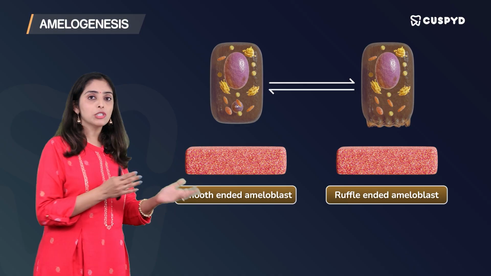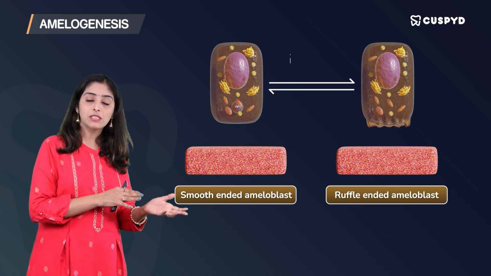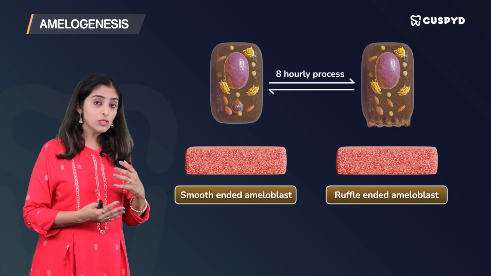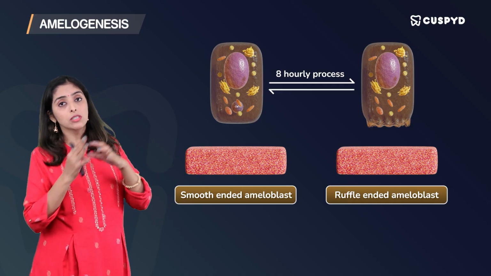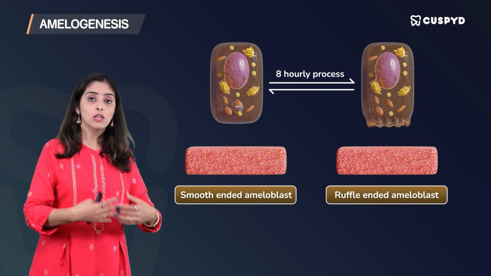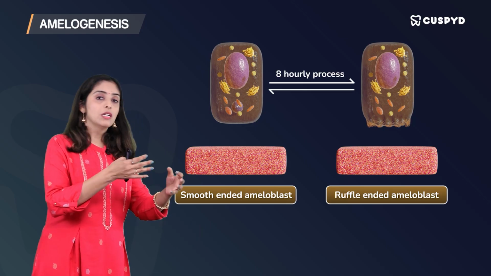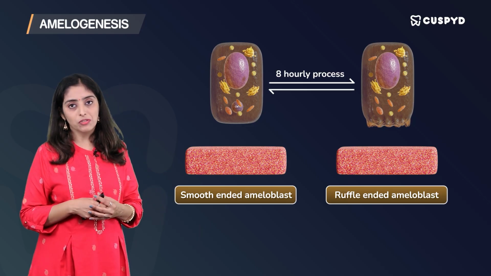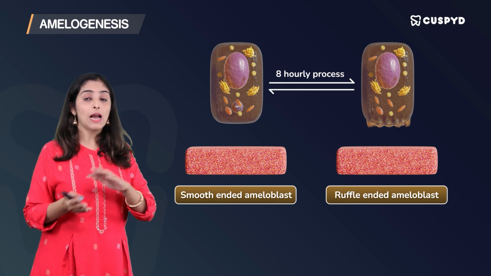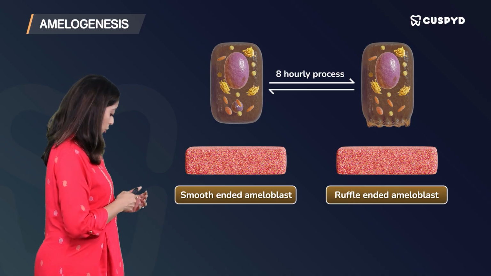So, there is a modulation or changeover from the smooth-ended ameloblast into the ruffle-ended ameloblast in an 8-hourly process. So, every 8 hours, you will have the smooth-ended ameloblast getting converted into the ruffle-ended ameloblast, the ruffle-ended ameloblast secreting calcium ions for the next 8 hours, and then the ruffle-ended again getting converted into smooth-ended, taking back all the organic matrix. So, that is how the ameloblast will shift between the smooth-ended and the ruffle-ended ameloblast in order to make the enamel more mature.